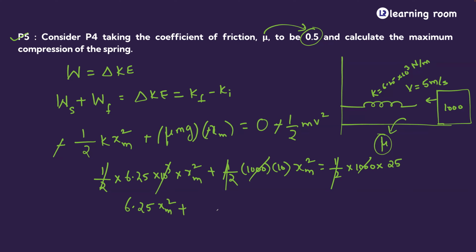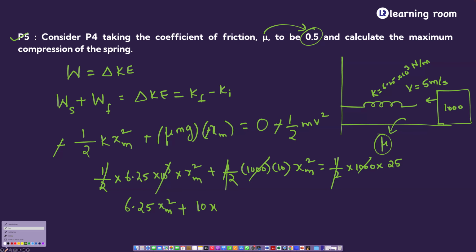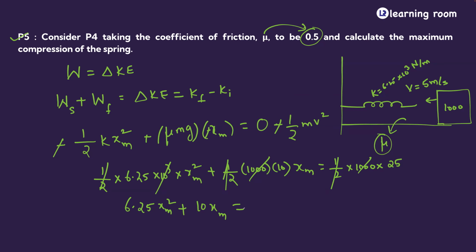So 6.25 xm square plus 10 times xm is equal to 25. Actually, you have a quadratic equation, so for this quadratic equation we need to calculate the roots. I will tell you how to do it. Listen. 6.25 will get cancelled by 5, 1.25 times. And 10 will get cancelled 2 times and 25 will get cancelled 5 times. So 1.25 xm square plus 2 xm is equal to 5. I will tell you how to handle this.